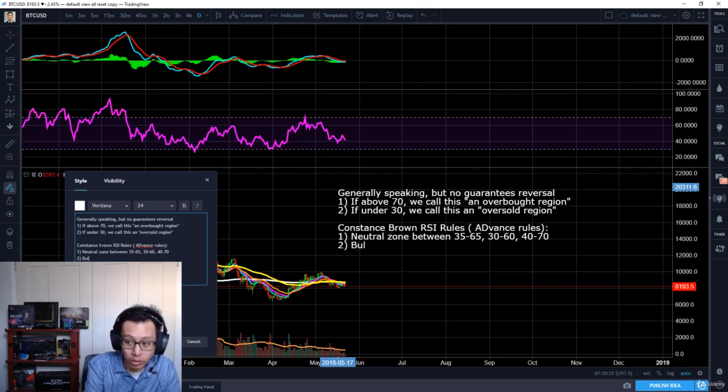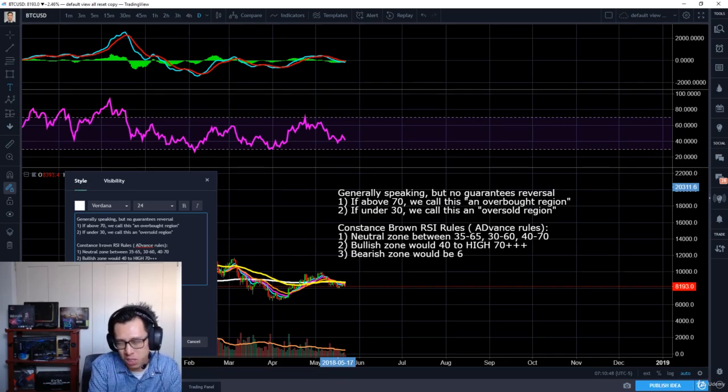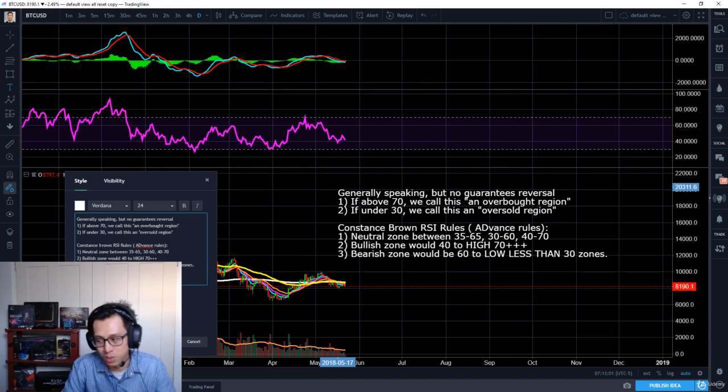Now, a more bullish zone would be 40 to high 70s, like the 80s, 90s, right? And a bearish zone would be about 60 to low 30s, like less than 30. Hopefully you guys know your annotations, like less than 30. So the bearish zone would be 60 to well below the 30 zone, right? So we're talking about the 10 and 20 zones as well.